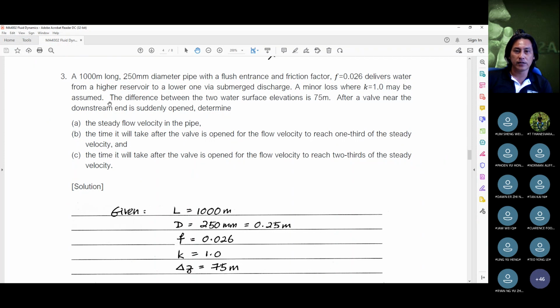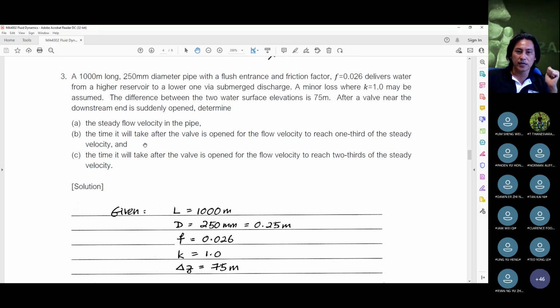Now, the difference between the two water surface elevations is 75 meters. So that means the free surface water height difference is 75 meters. That's quite a fair bit. Now, after a valve near the downstream end is suddenly opened, determine a few things. Firstly, what's the steady state flow velocity in the pipe? Once the valve is open, after a certain time, it's going to reach a steady state velocity. What is that velocity?